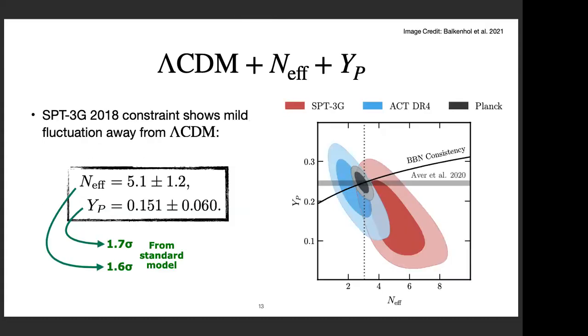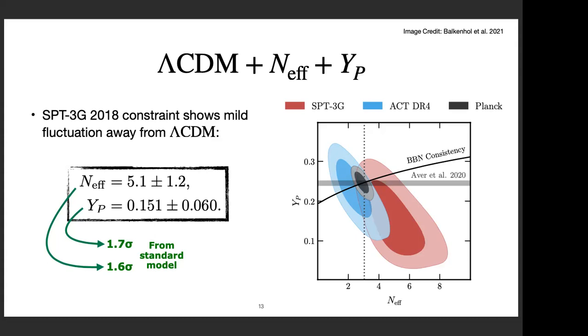So from our SPT-3G 2018 data, this is the result we get. N effective of 5.1 plus minus 1.2, and a helium fraction of 0.151 plus minus 0.06. These are two around 1.5 sigma away from the standard model predictions. It's a little bit easier to see in the plot on the right. It's a little bit busy, but I'll walk you through it. The dotted horizontal gray line corresponds to the standard model value for N effective of around 3.